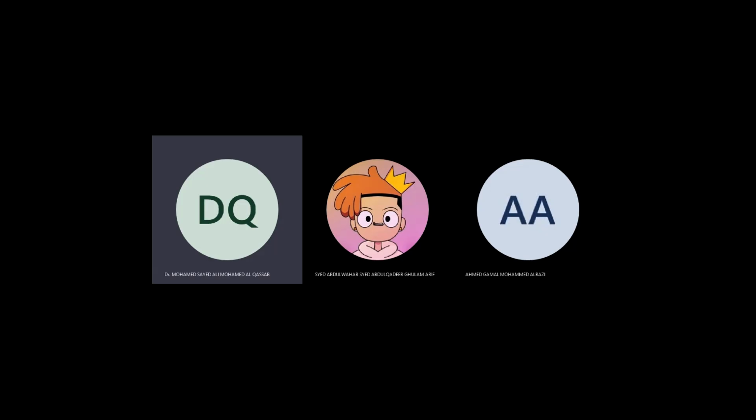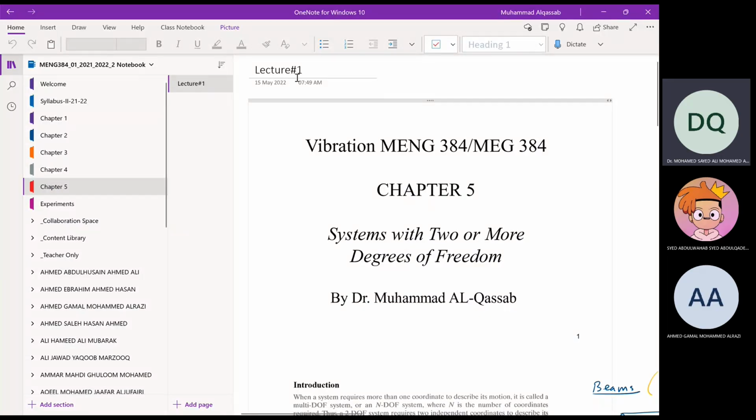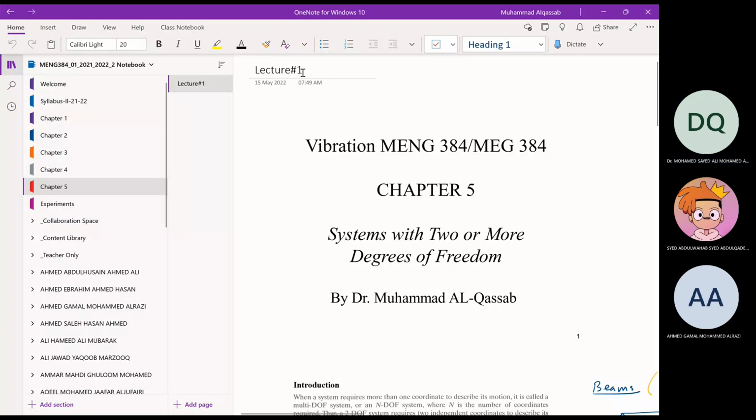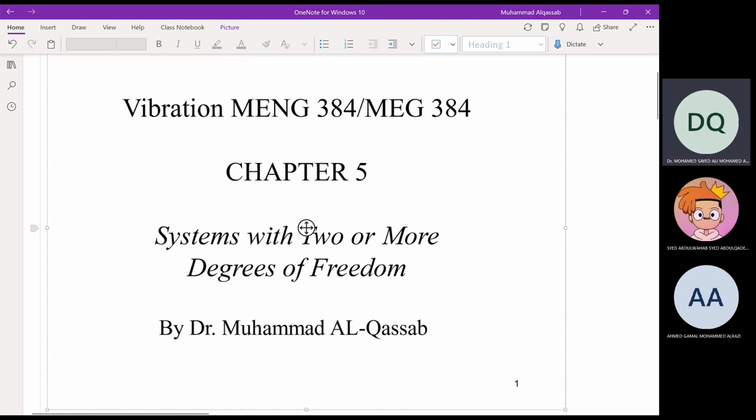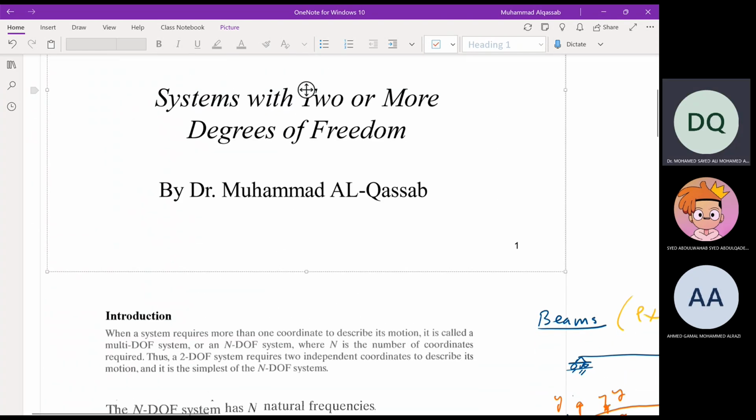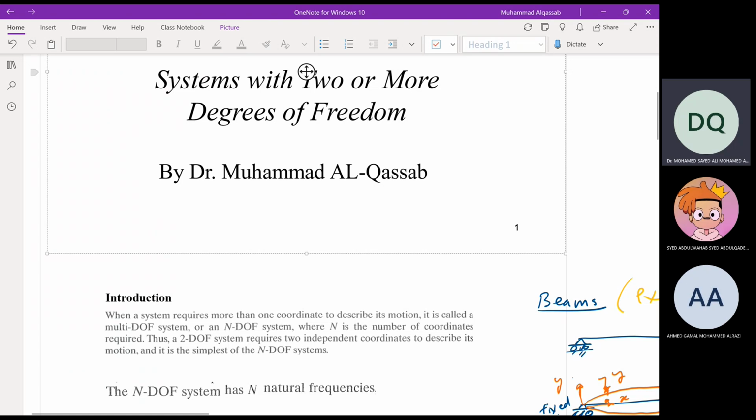Okay, so this is lecture number 2. I will just add here number 2. Okay, so this is about systems with 2 or more degrees of freedom.